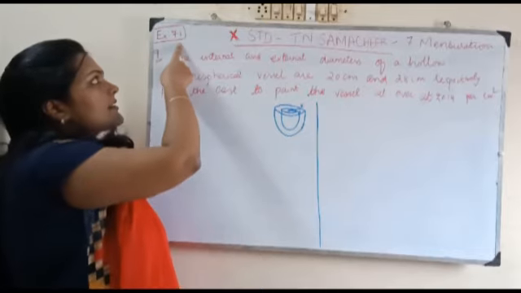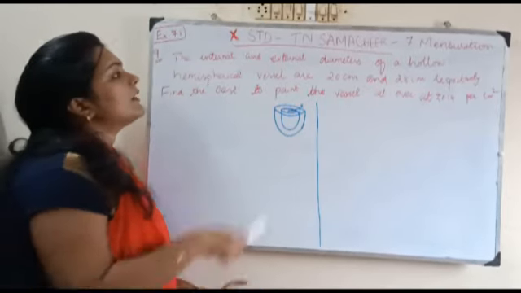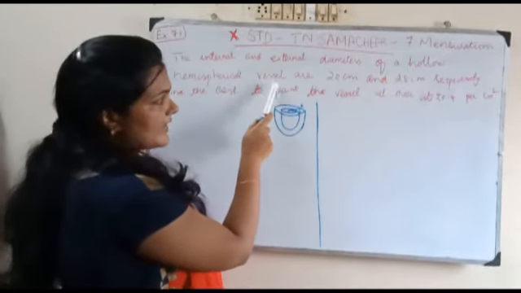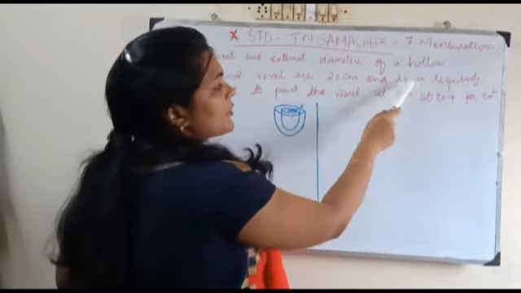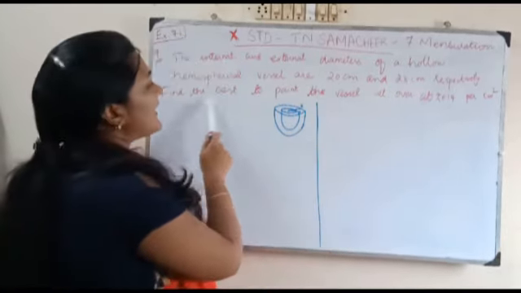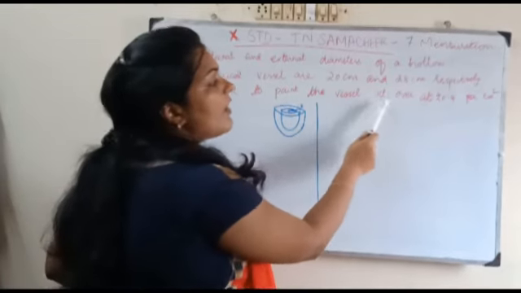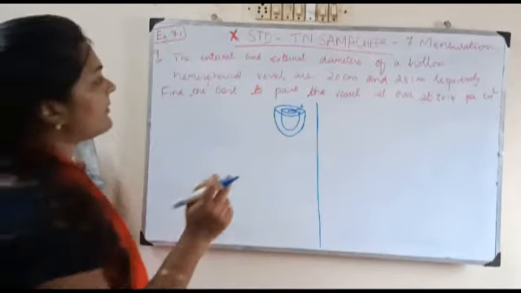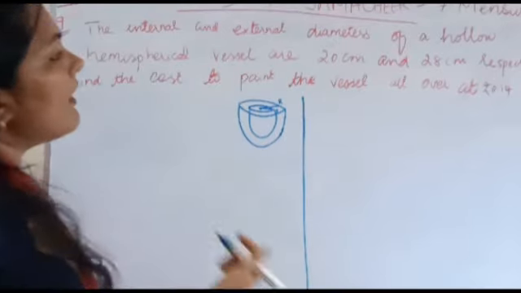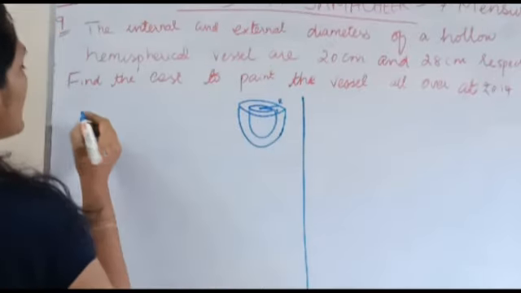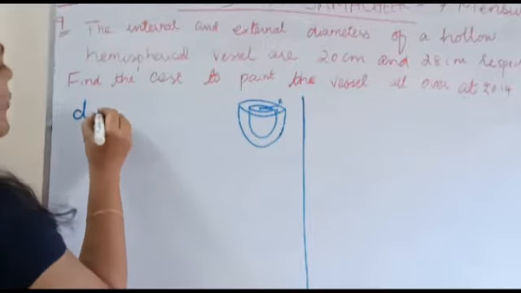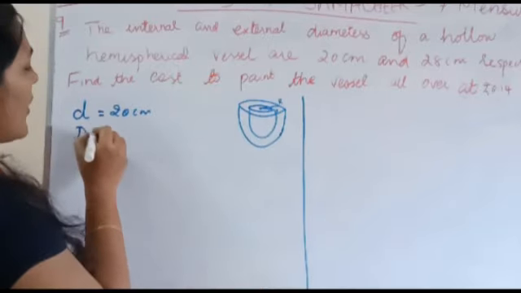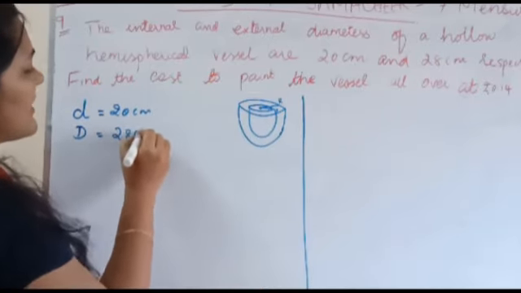Understand? Exercise 7.1, ninth sum. The internal and external diameters of a hollow hemispherical vessel are 20 centimeter and 28 centimeter respectively. Find the cost to paint the vessel all over at 0.14 rupees per centimeter square. Read the problem carefully. Internal and external diameters of the hemispherical vessel are given. So internal diameter is small d, which is equal to 20 centimeter, and external diameter is capital D, which is equal to 28 centimeter. Right?